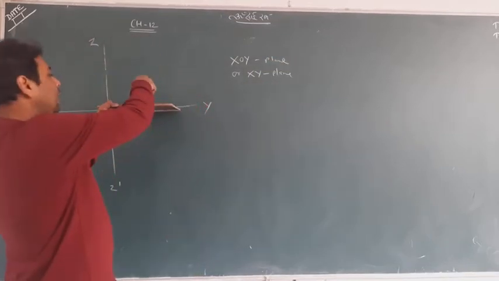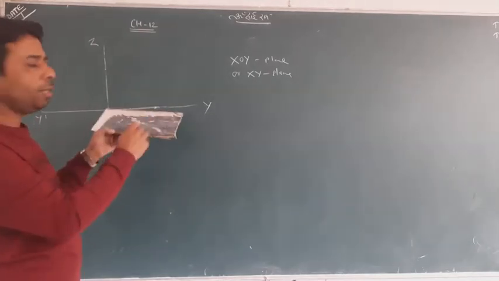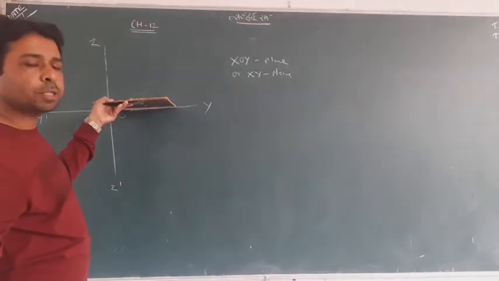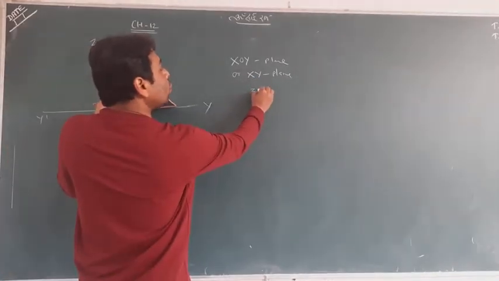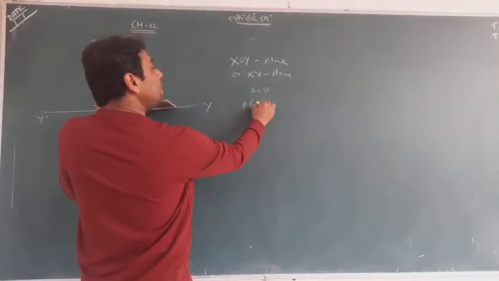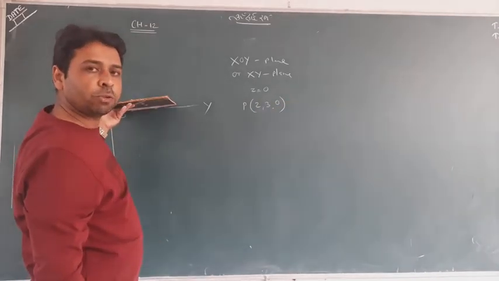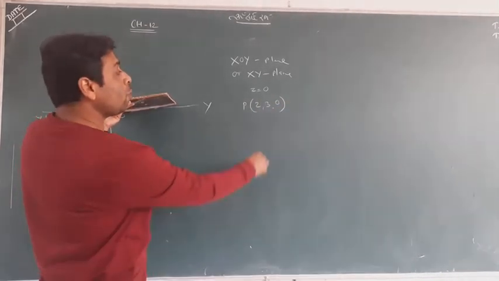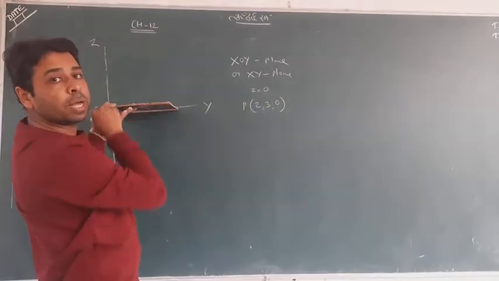Any point that lies on that, suppose any point lies on this plane. So one can understand this is my XY plane, and on the XY plane the Z coordinate will be 0. So if I say, what do you think about this point? 2, 3, 0. One can understand that the Z coordinate is 0, meaning this point is lying on the XY plane.